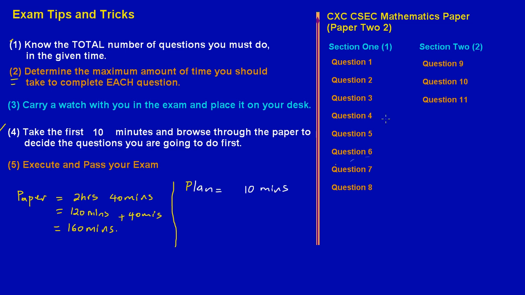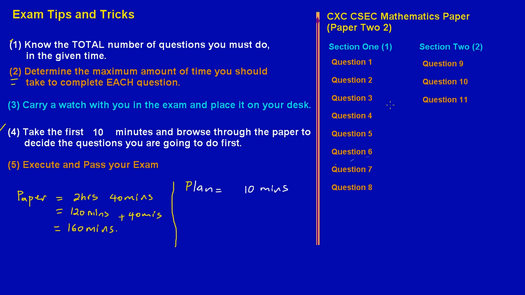It doesn't matter the order that you work the paper in. Okay, it doesn't matter. You don't have to work question 1 first, then question 2, then 3 in that order. You choose the questions that you find the easiest to work. For some persons, they may find section 2, the 2 optional questions, to be easiest. They may choose to do those 2 questions first, and then they move to section 1.